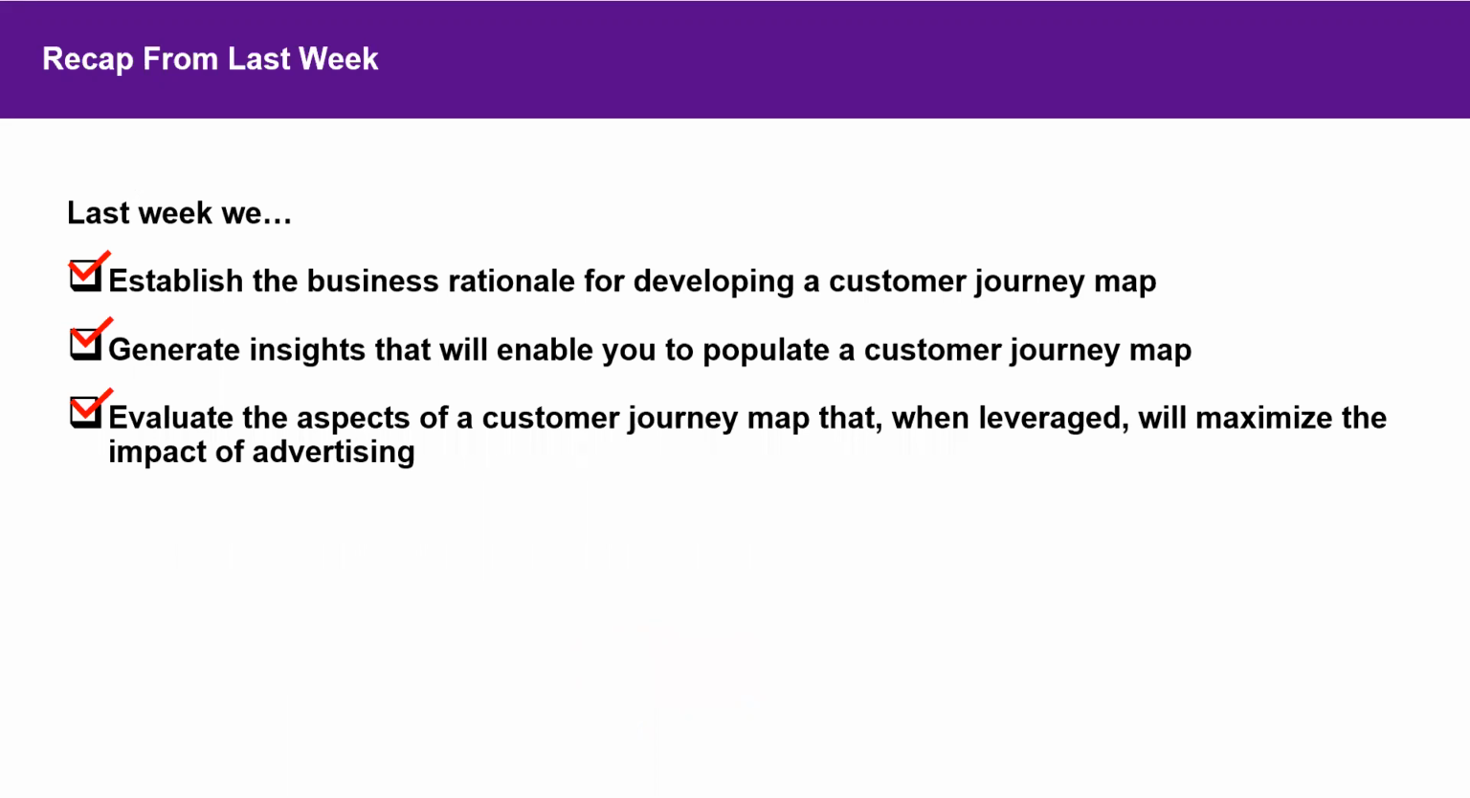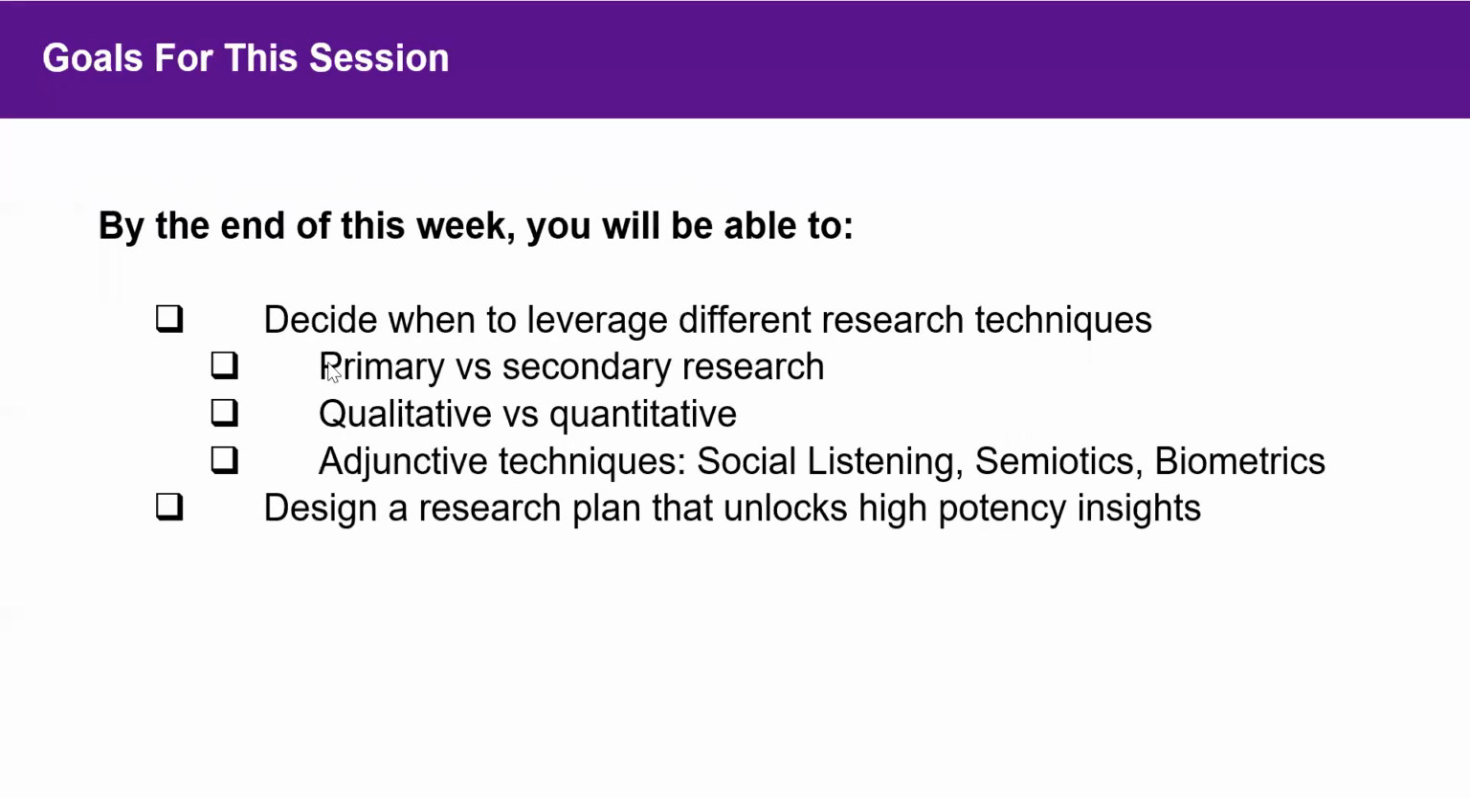So last week, remember, was all about customer journey maps. We talked about the business rationale for why we create them. We talked about how we use them to generate insights, and of course, how those insights can be leveraged to drive impactful communications and advertising. This week, we're really going to talk a little bit more about techniques. Specifically, we'll look at primary versus secondary research, within that qualitative versus quantitative, a couple of different techniques that blend both with social listening, semiotics, and biometrics. And then we'll really focus on how to design a research plan that gets you those high potency insights you need to solve business problems.